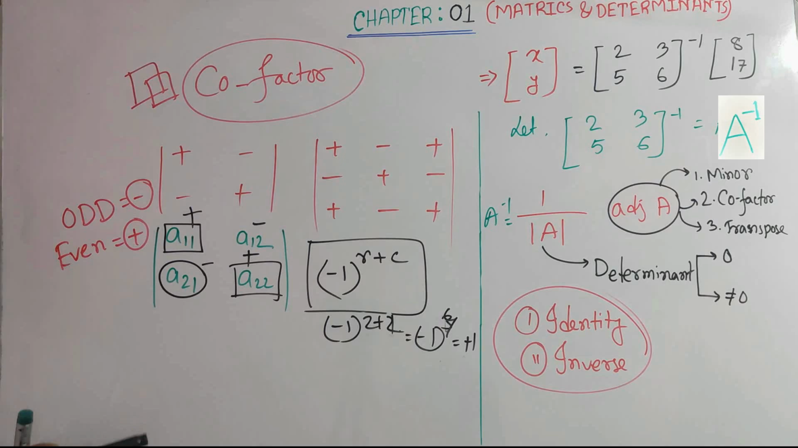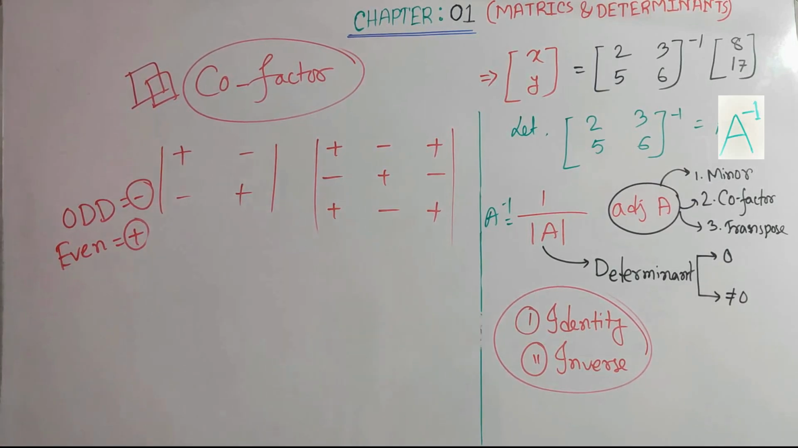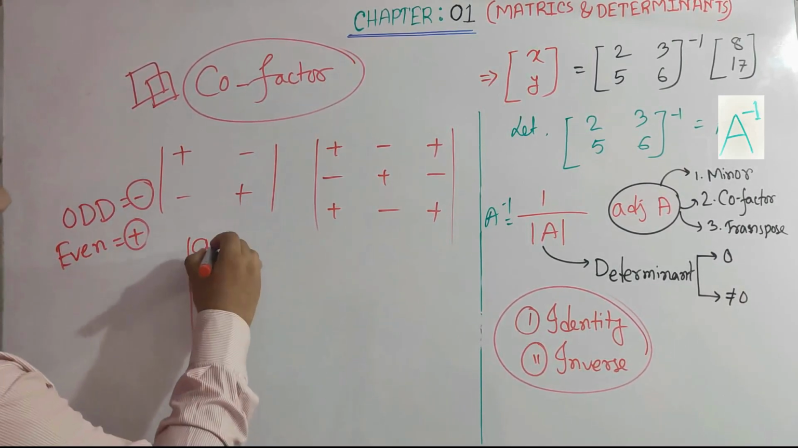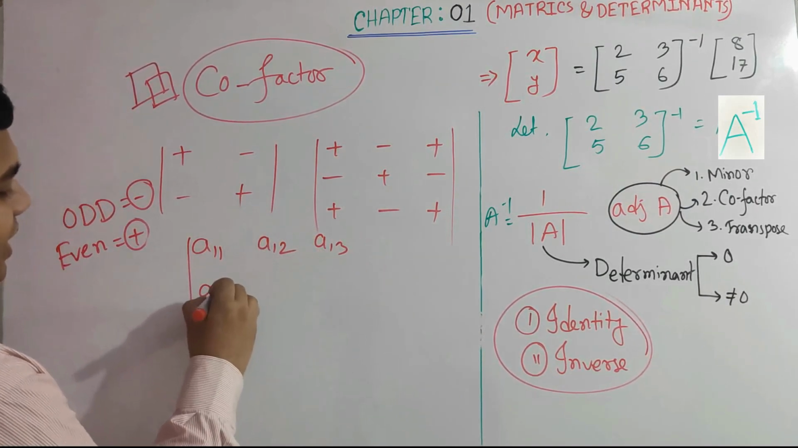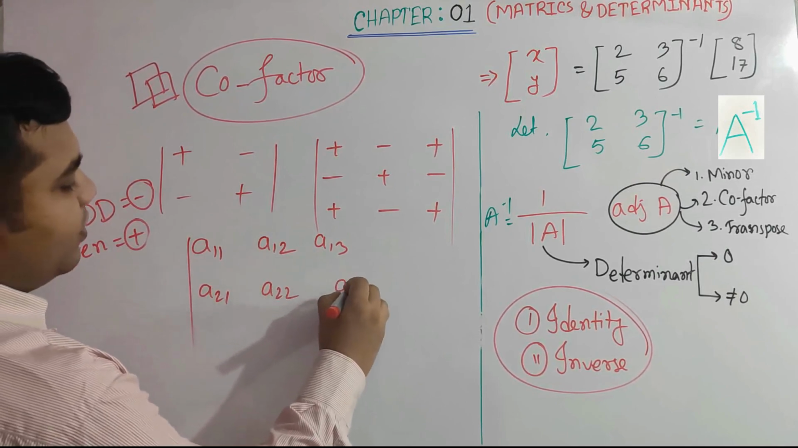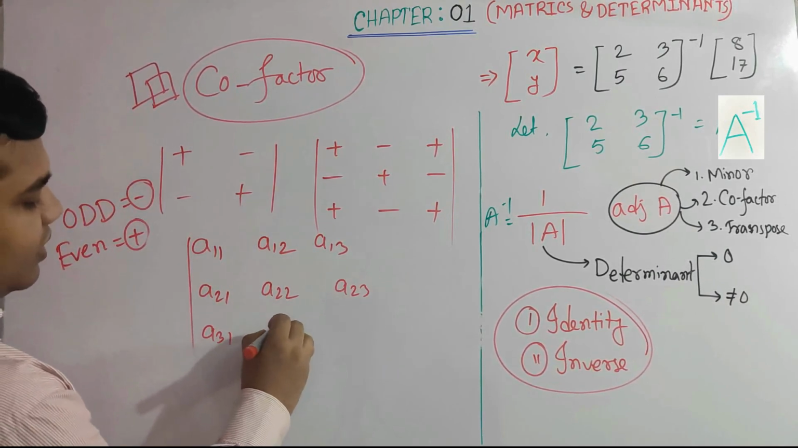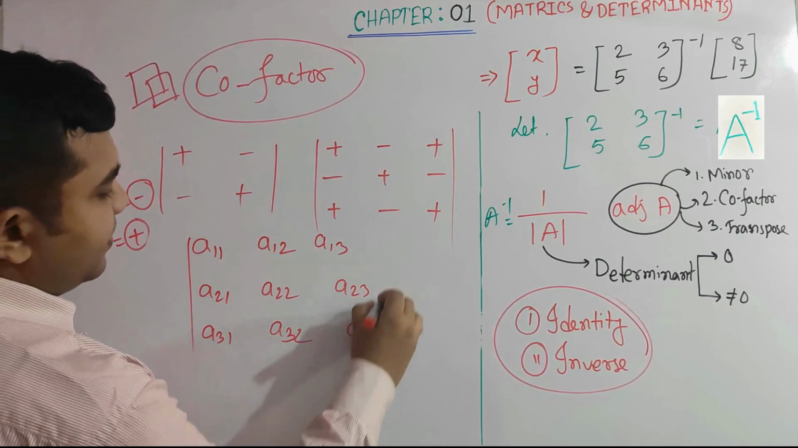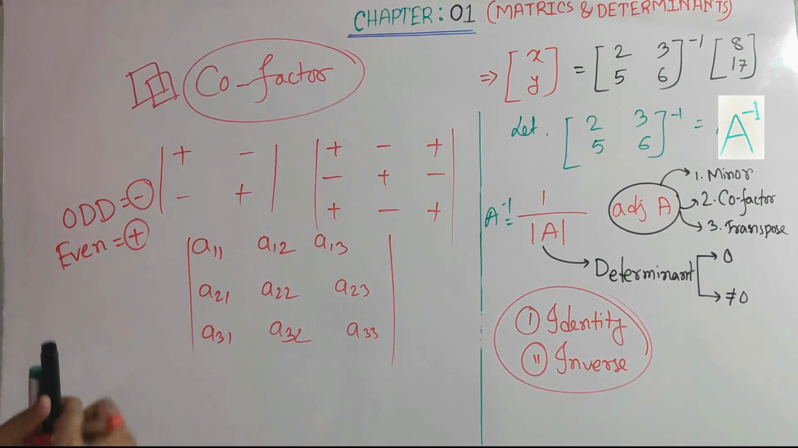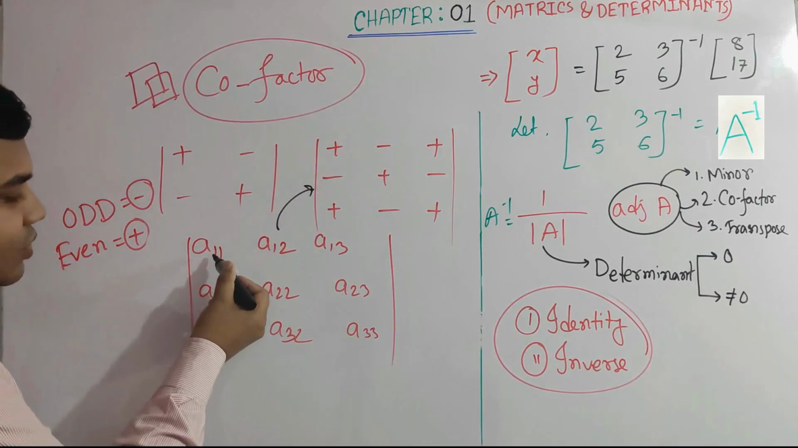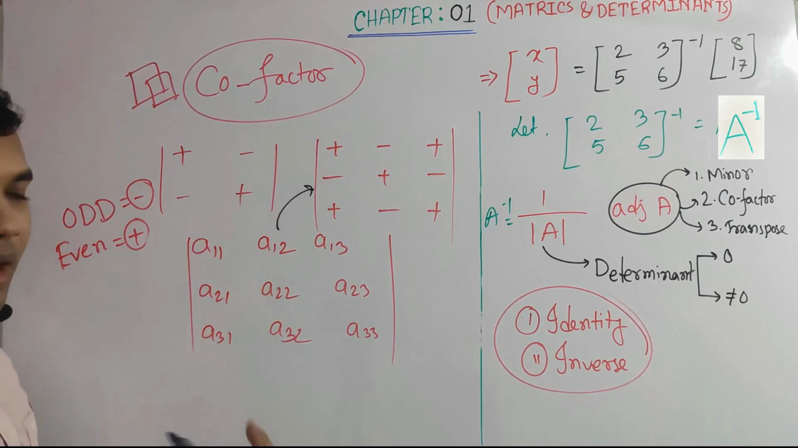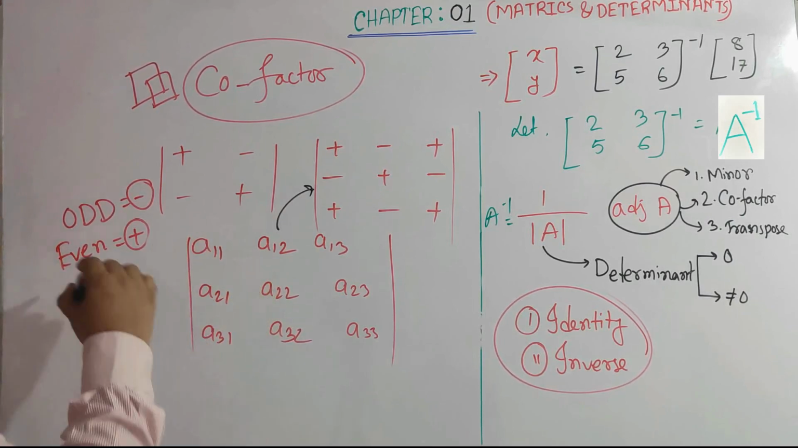So let's have a look at what we found for the 3 by 3. If we think the determinant is 3 by 3, that is A11, A12, A13, A21, A22, A23, A31, A32, A33. This is a determinant. Look at how the system works. Here the row is 1 and the column is 1. So if we add these two, we get an even number.